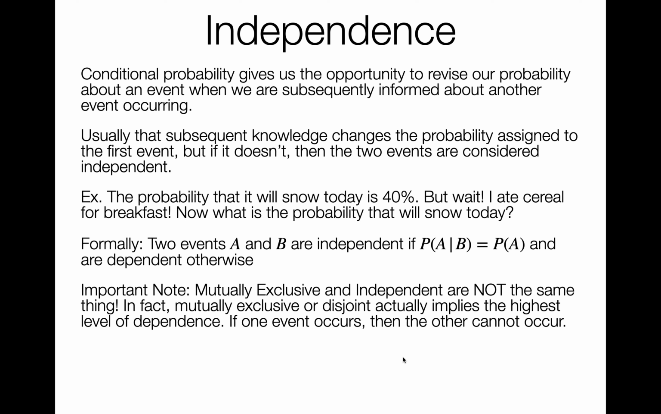So if one event occurs and the other can't, that's mutually exclusive. Independent means that A doesn't have any effect on B, or B doesn't have any effect on A. So they are very different. So don't get them confused.